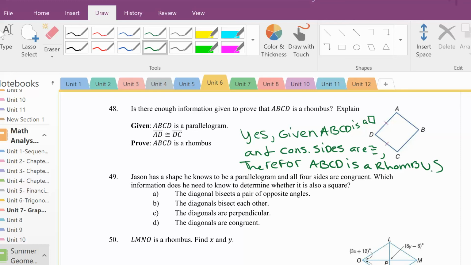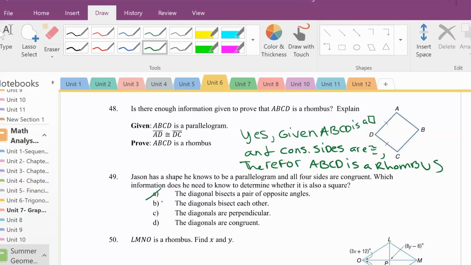All right, so then next one, Jason has a shape he knows to be a parallelogram and all 4 sides are congruent. Which information does he need to know to determine whether it is also a square? The diagonals bisect a pair of opposite angles. No, that just means it's a rhombus.